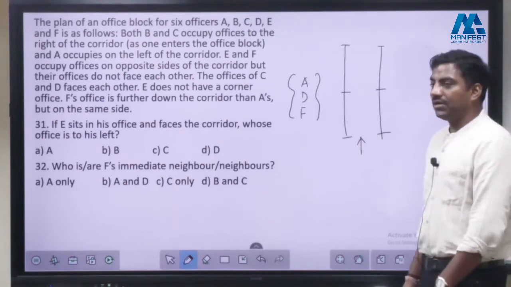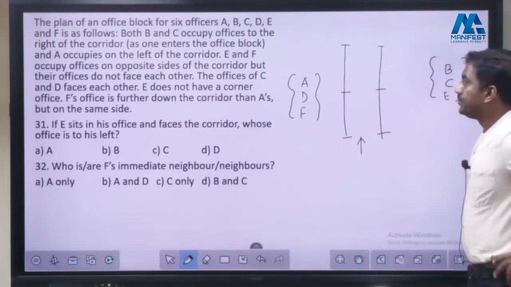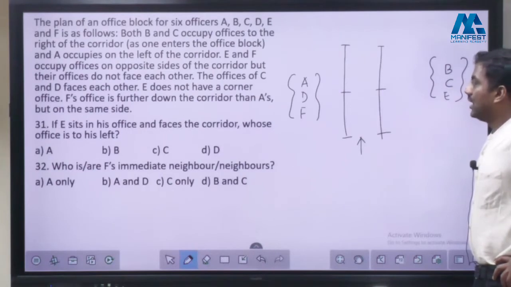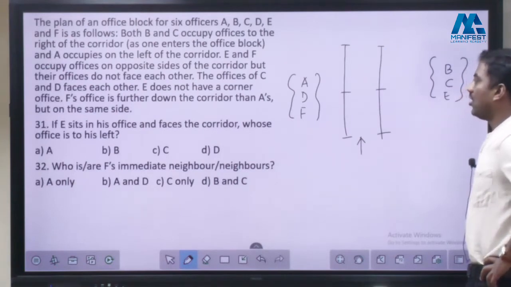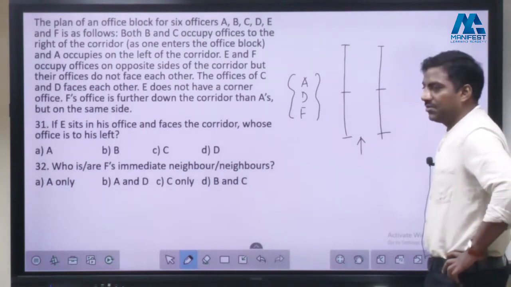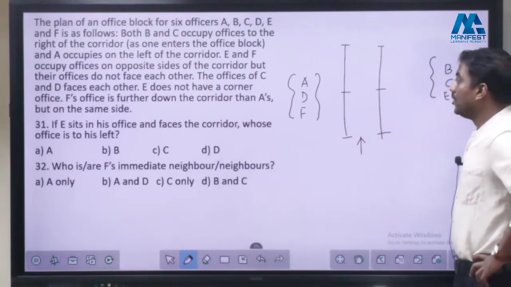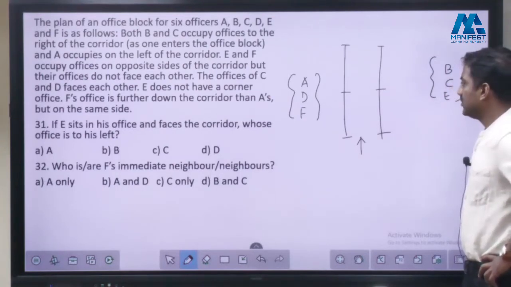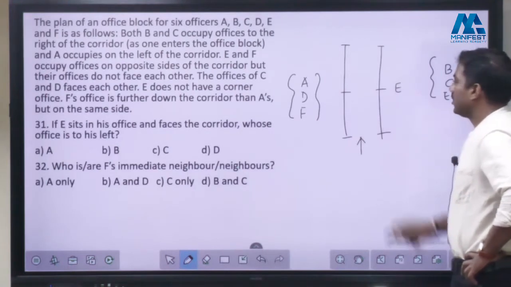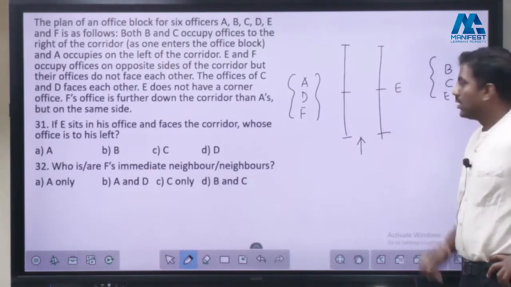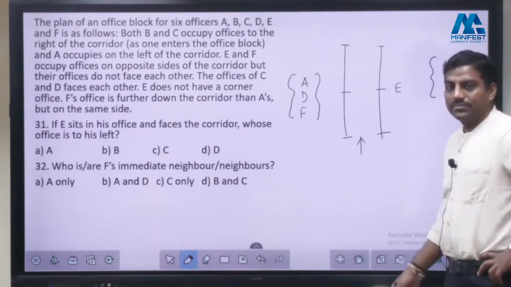Now let us repeat the instructions again. A occupies the left and B and C the right. E and F occupy offices on opposite sides of the corridor, but their offices do not face each other. The offices of C and D face each other, but where exactly we don't know. E does not have a corner office, so where should E come? Then F, not opposite.